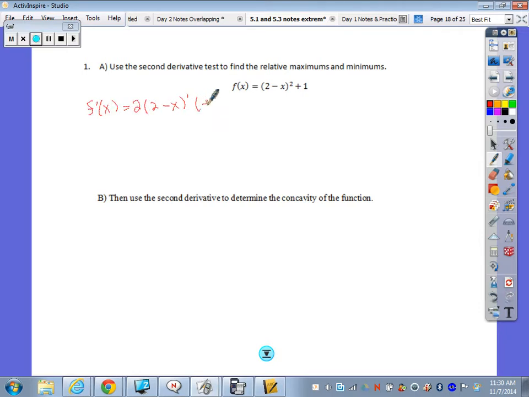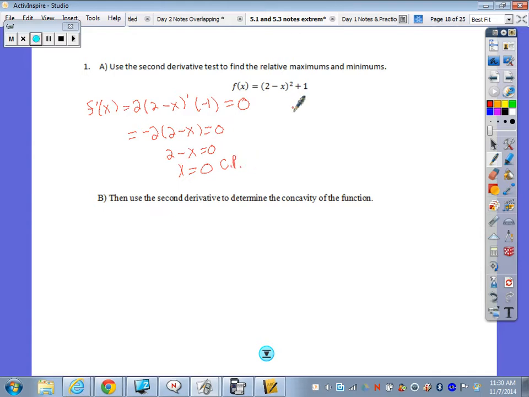Don't forget to multiply by -1. And I'm going to set that equal to 0. So to set that equal to 0, I have -2 times (2 minus x) is equal to 0. I can divide by -2 and I just get 2 minus x is equal to 0, and then x is equal to 0. So this is my critical point.